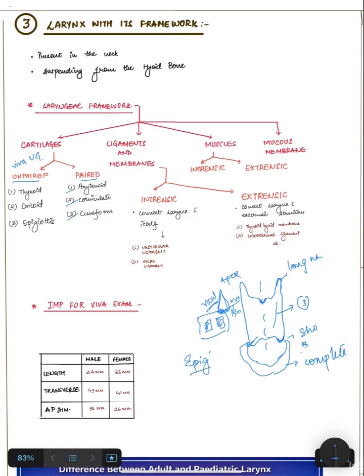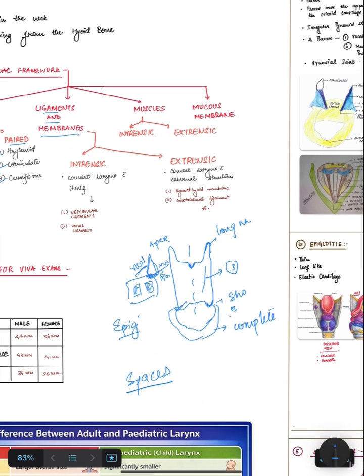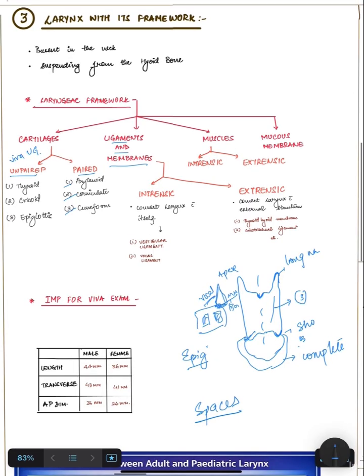Now in this lecture we are going to talk about ligaments and membranes, as well as I'm going to cover spaces of larynx. Spaces of larynx is most important for PG, not for UG, because my university question for almost 20 marks was to talk about the ligaments and spaces of larynx. So it is quite in detail, which we are going to discuss.